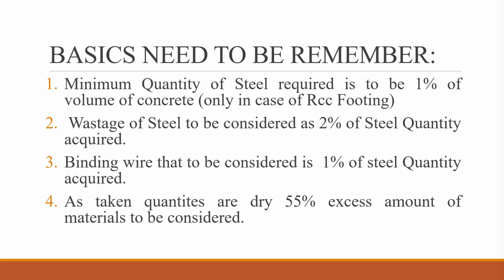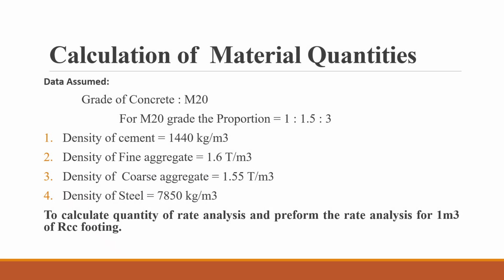So let us consider an example of an RCC footing having a volume of 1 meter cube. These are the data which I have assumed. The grade of concrete is M20, with a mix proportion of 1:1.5:3, and the densities of materials such as cement, fine aggregate, coarse aggregate and steel are mentioned here.